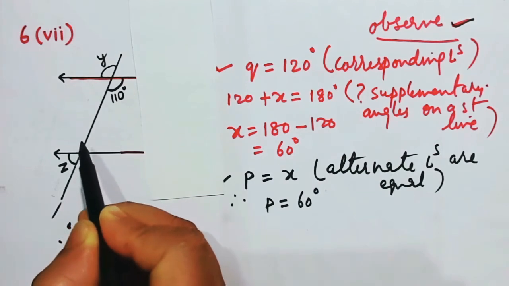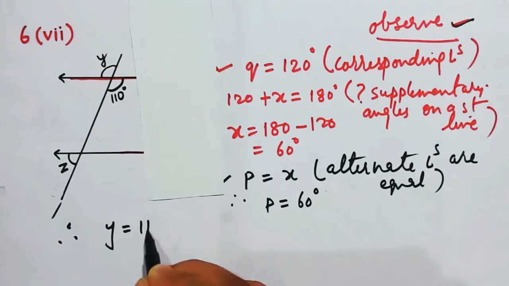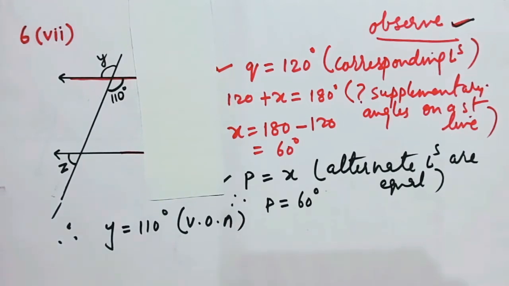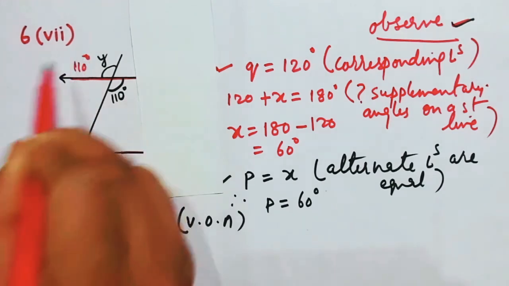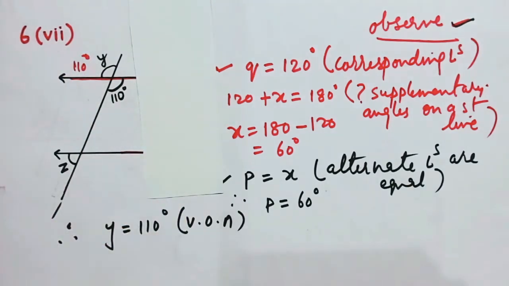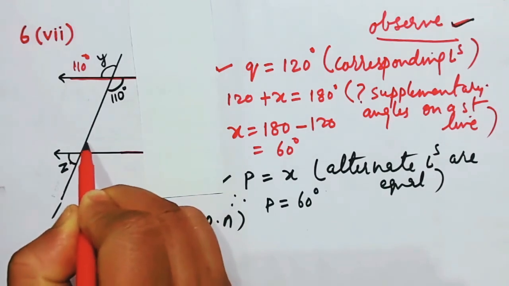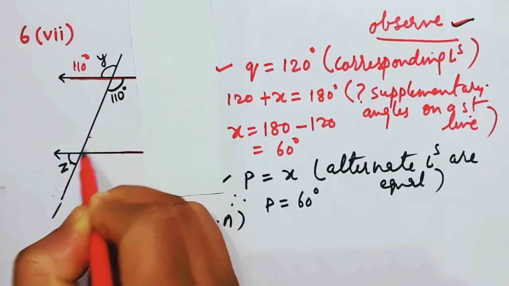However, let me first find the value of y. Y will be equal to 110 degree, which is very simple. Why? Because they are vertically opposite angles. So I found the value of y as 110 degree. Very good. What about z? So naturally z will be equal to this angle because they are vertically opposite angles.